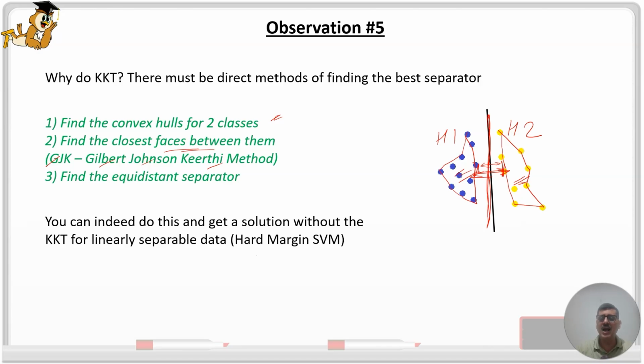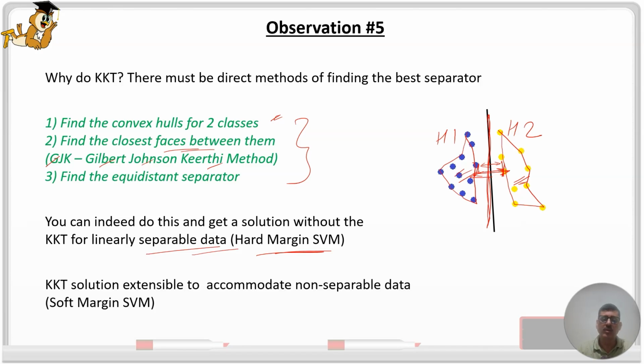That means hard margin SVMs that we have been talking about. The KKT solution that we gave is not compulsory to use. It is by no means the only way to get to the solution if your data is linearly separable, which was the case with this particular lecture. You could also do something like this. Why then did we go the KKT route?